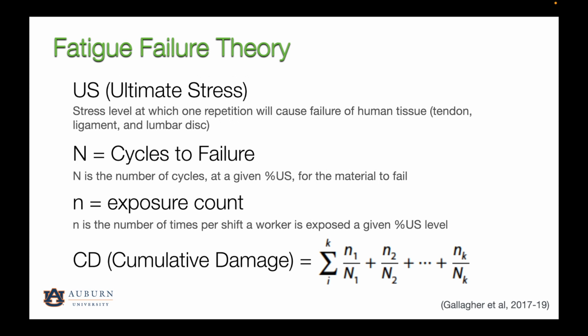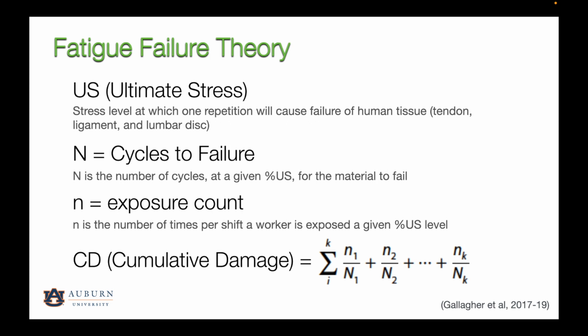And then you go down to say 20 and 10% of ultimate strength, it could take several thousand forces to break the material. And this is taking the material science techniques and applying it to human tissue, which is a kind of organic application of that, I guess. So we have cycles to failure.